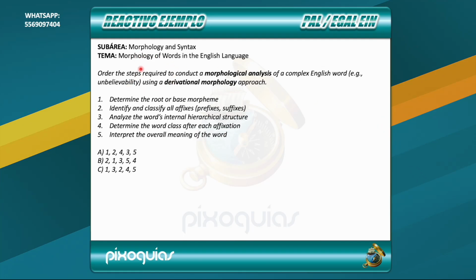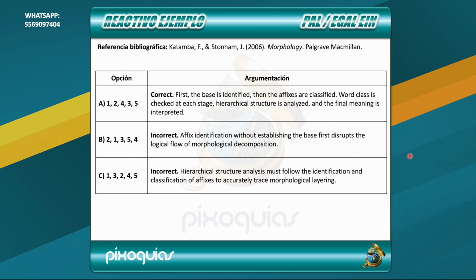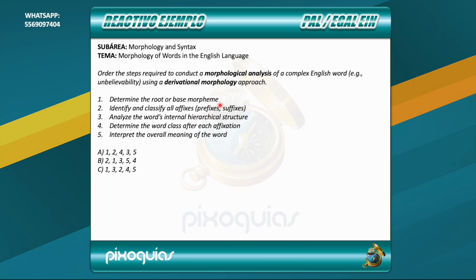Order the steps required to conduct a morphological analysis of a complex English word, for example, unavailability, using a derivational morphology approach. The correct answer is A. This is 1, 2, 4, 3, 5. First, 1. Determine the root or base morpheme. 2. Identify and classify all affixes like prefixes and suffixes.